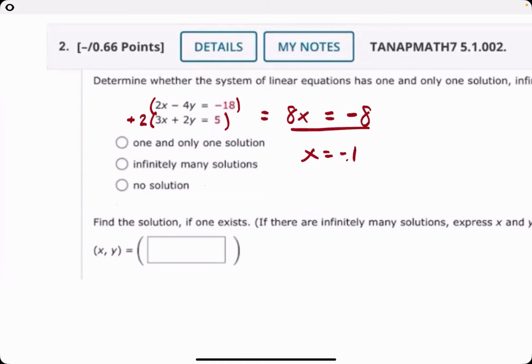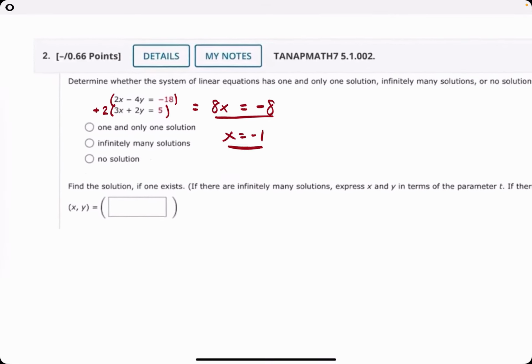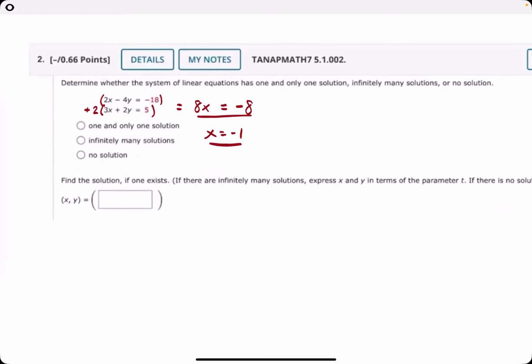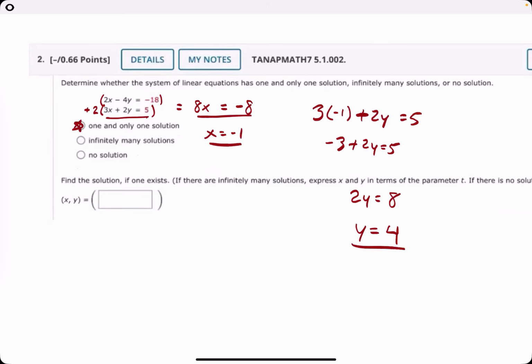And then we have this equation. We divide by 8. We get negative 1. So far, so good. We see that we get a specific x value. So likely there's only one solution. Let's plug it back in here to solve for y. 3 times negative 1 plus 2y equals 5. And we get negative 3 plus 2y equals 5. We can add that 3 over. We get 8, divide by 2, we get 4. So we get one solution at negative 1, 4.